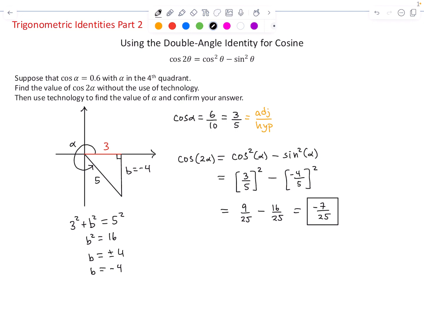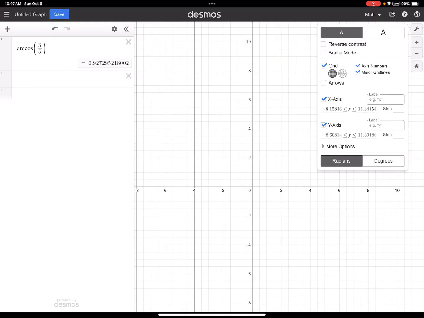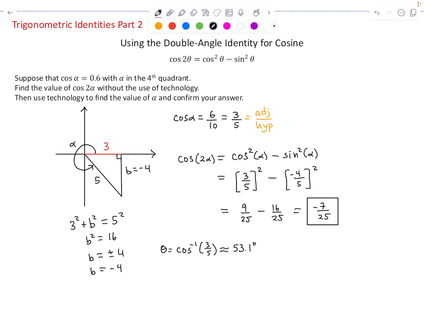Now we will use technology to actually find out what alpha is. If I do an inverse cosine of 3/5 and call this angle theta, keep in mind that the inverse cosine will only give us angles in the first or second quadrants. So using Desmos, I type in arc cosine of 3/5, or I can say cosine to the -1 of 3/5. Pick your mode, degrees or radians. Let's go with degrees on this. And notice I get about 53.13 degrees. We'll just say 53.1 degrees, which is a first quadrant angle. So it's clearly not equal to the alpha I'm looking for.